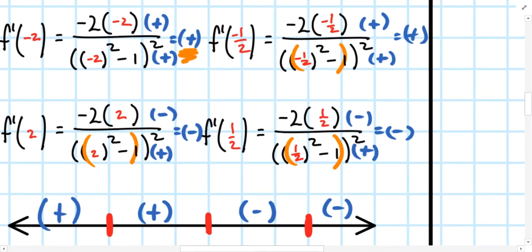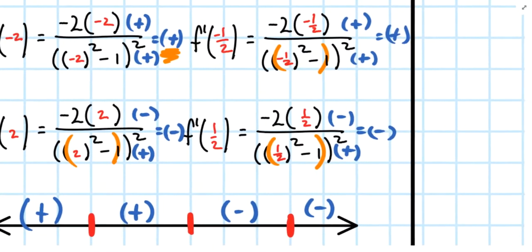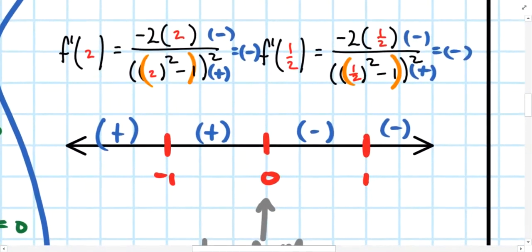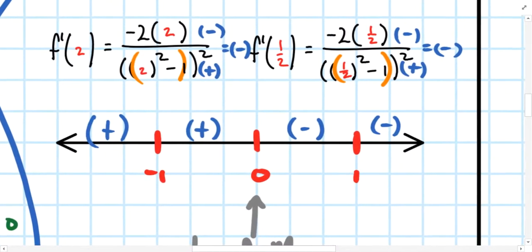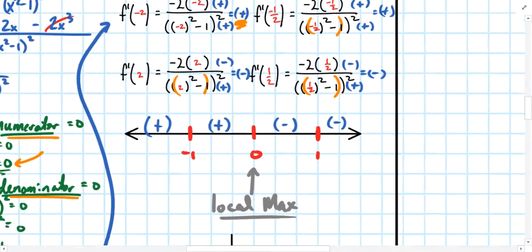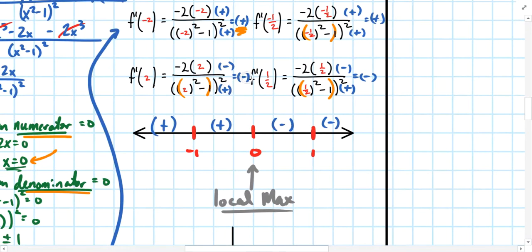And at an x value of -1, we generate a positive numerator. At an x value of 2 and 1/2, we generate negative numerators. So when a negative number divides by a positive number, we end up with negative results. And that's why we know that the derivative in this pair of intervals above 0, we have negative derivatives, or a decreasing function. And on the left-hand side, we have positive derivatives, or an increasing function in both cases.